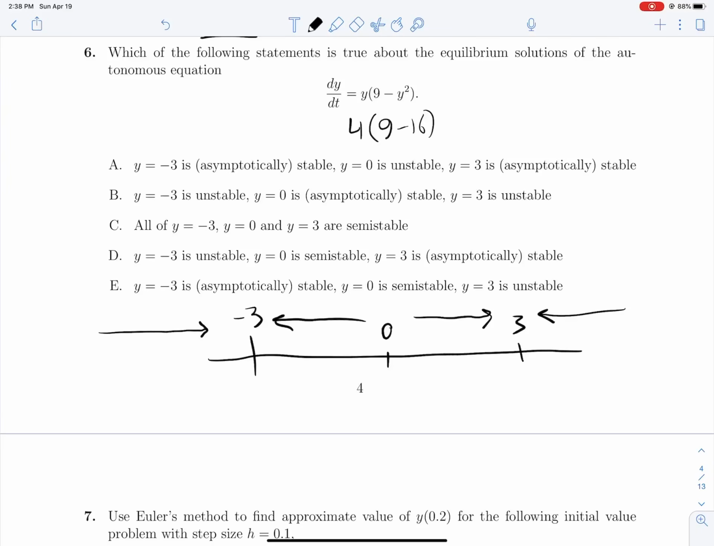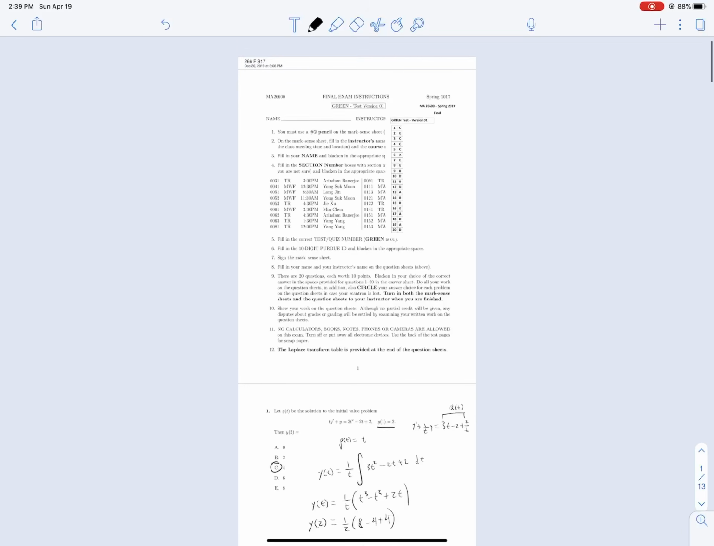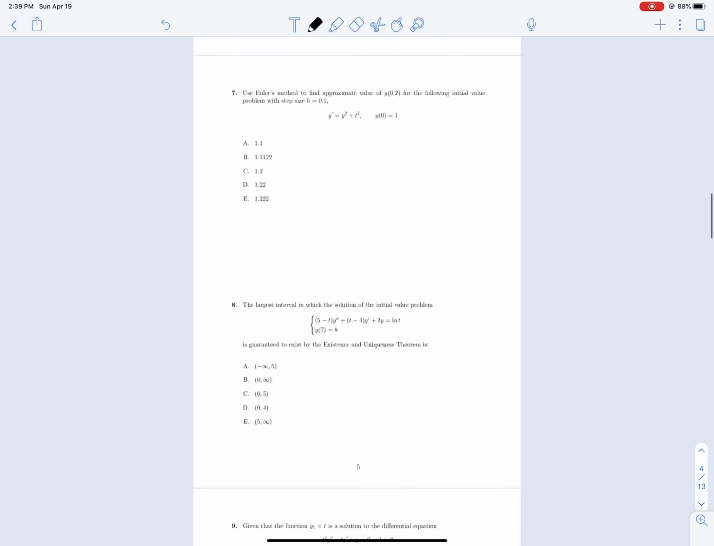And so we would characterize these solutions by saying that -3 and 3 are asymptotically stable, as if you start in their vicinity, in their kind of zones of control here, solutions will flow towards 3 and -3, but 0 is unstable because solutions will flow away from 0 as time increases. So A is our correct answer for 6.